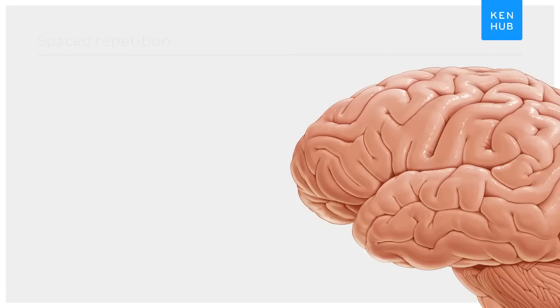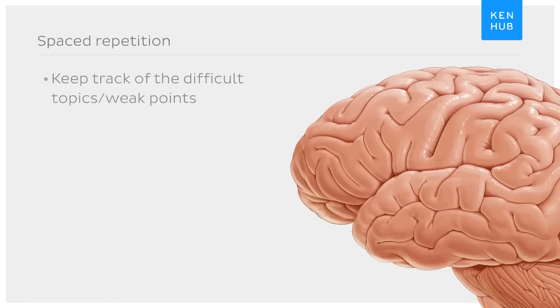The next one we're going to be talking about is spaced repetition. Like I mentioned before, this is a way of revisiting old topics throughout time while introducing new ones. The way to do so is to keep track of the difficult topics or weak points that you have. You want to go back and revisit the old topics, but you want to always revisit the topics that you have a bit more trouble with.